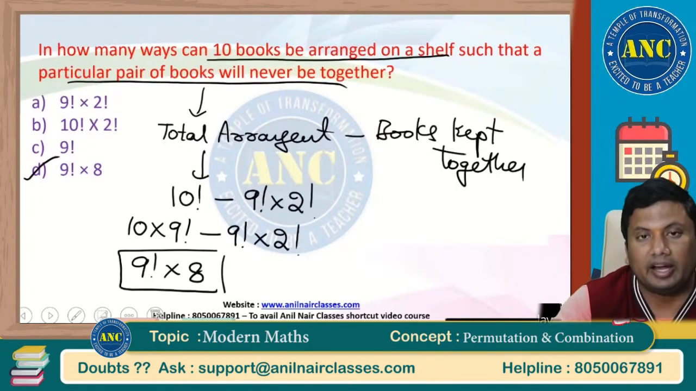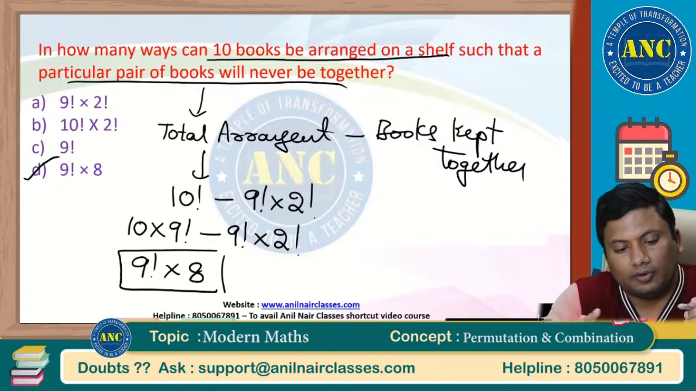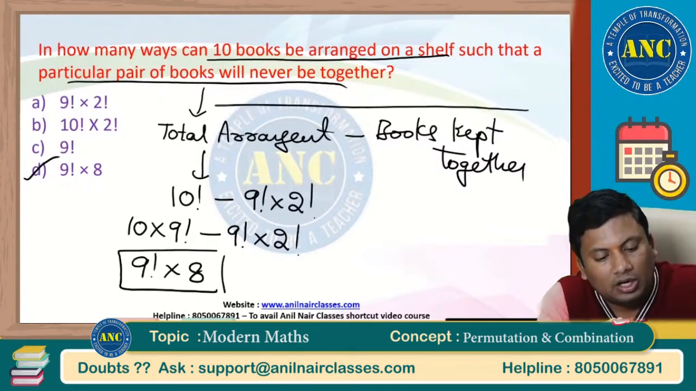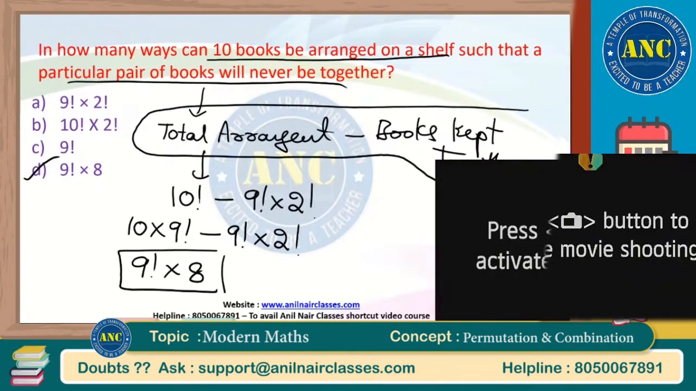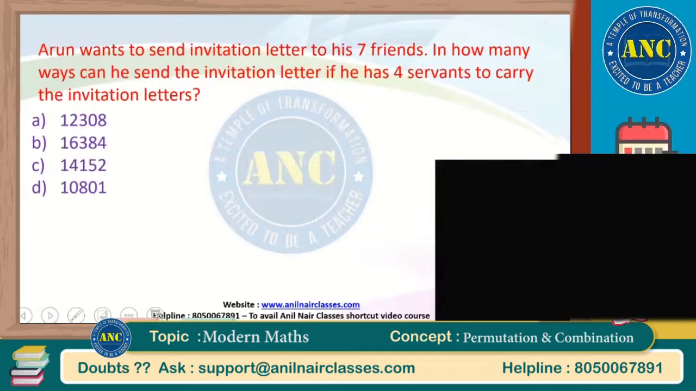I hope the idea is clear. Right? So, a particular pair of books will never be together is nothing but total arrangement minus all the ways where books are kept together. Total arrangement is 10 factorial. Arranging together is 9 factorial into 2 factorial.